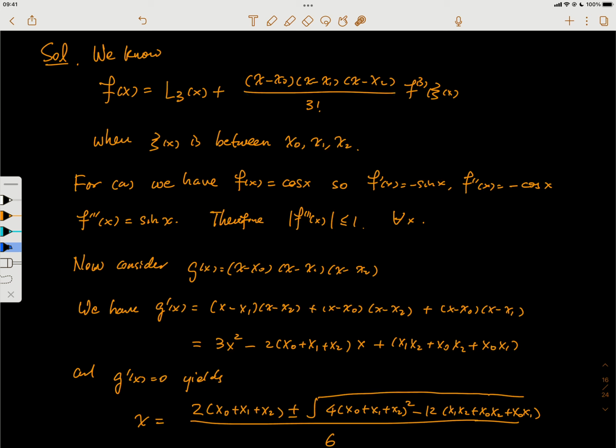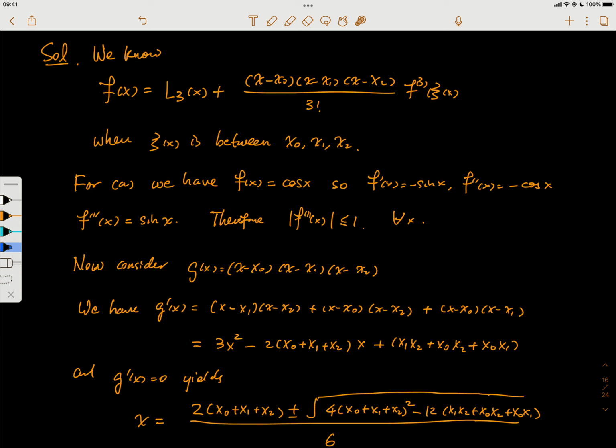If the point x is not given... in the previous question, x is given as 0.45, so you can just plug in and compute the value here because you know the 3 points and you also know x. But if you're just given a general formula and asked to estimate the error of this Lagrange interpolating polynomial over the interval from x0 to x2, then you have to estimate the maximum value of this polynomial.